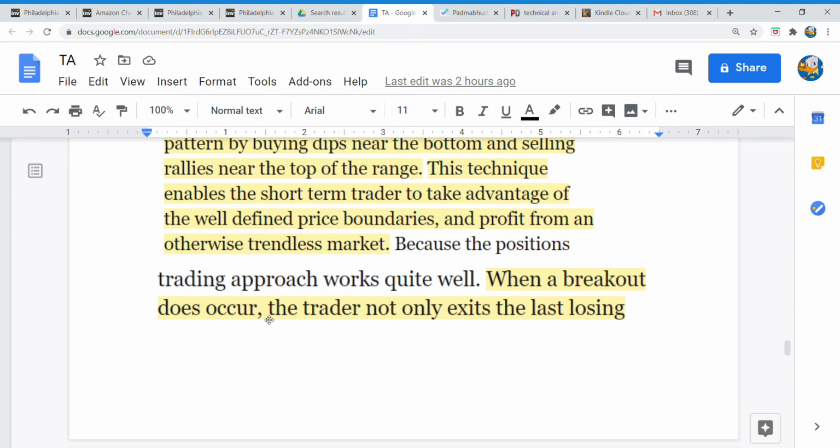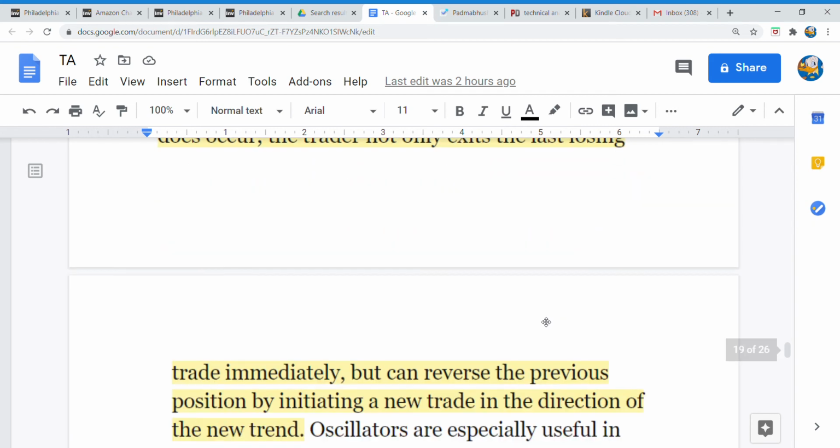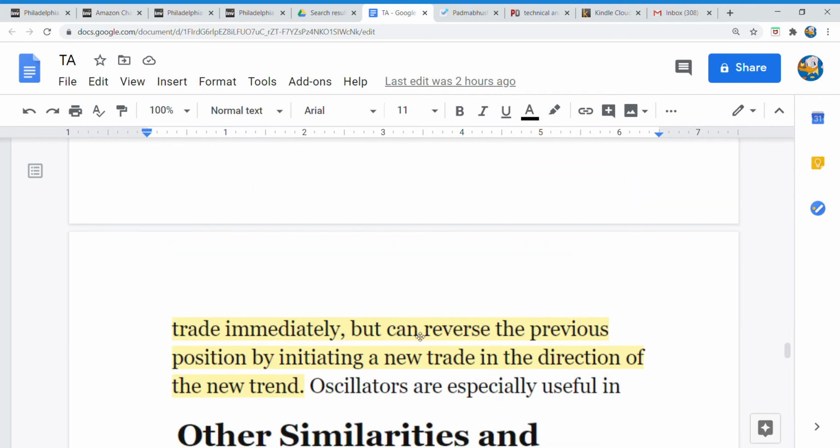When a breakout does occur, a trader not only exits the last losing trade immediately, but can reverse the previous position by initiating a new trade in the direction of the breakout.